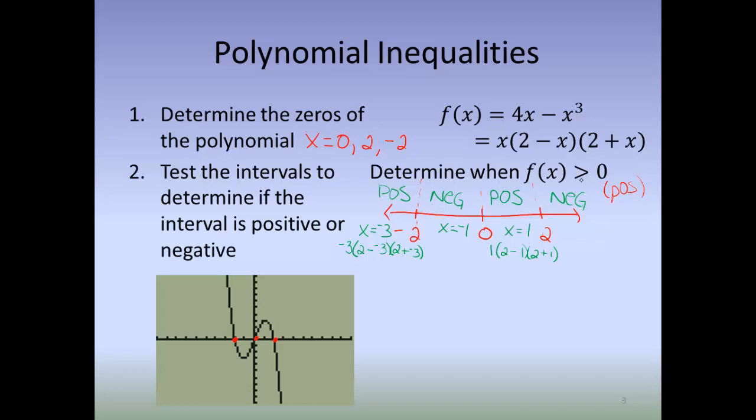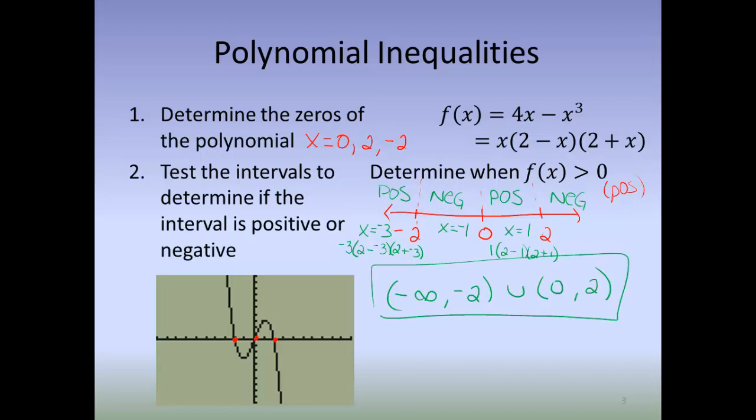Since I want strictly greater than 0, my intervals are going to be from -infinity to -2, and the interval from 0 to 2. And that would be my final answer. So again, we're going to use the factored form of the polynomial to find those zeros. And then you have a choice. You can either use your graph to look at where things are positive or negative, or you can go ahead and test your number line.